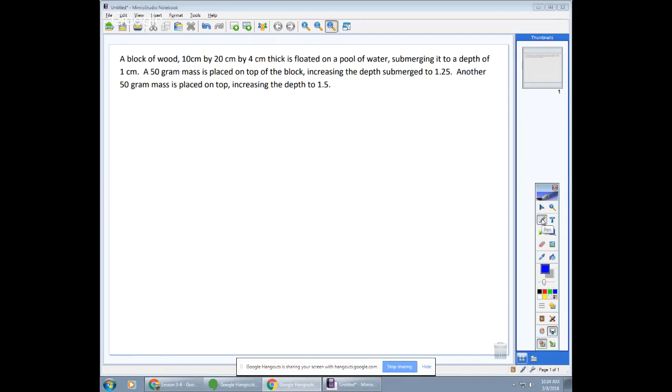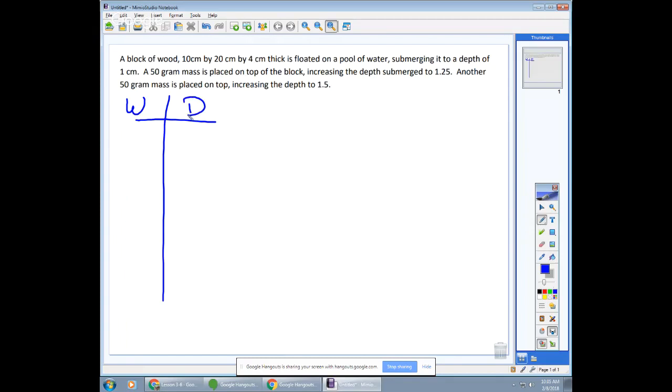So let's see, we have a block of wood, 10 centimeters by 20 centimeters by 4 centimeters thick. It's floated in a pool of water, and it's submerging to a depth of 1 centimeter. So let's make a table of information and see what we can do with it. So we have weight, that's W, and we have depth. Let's call that V.